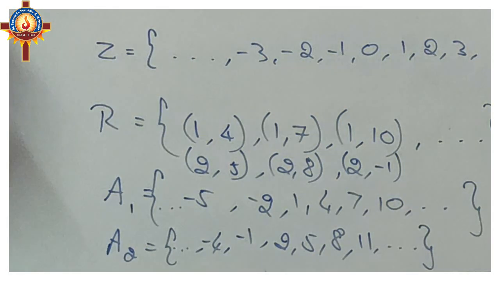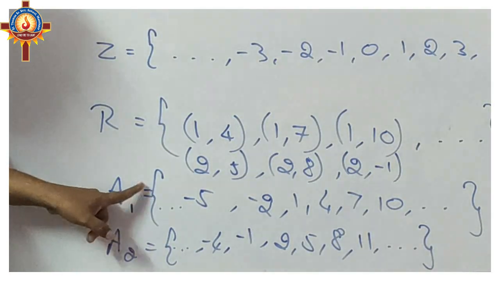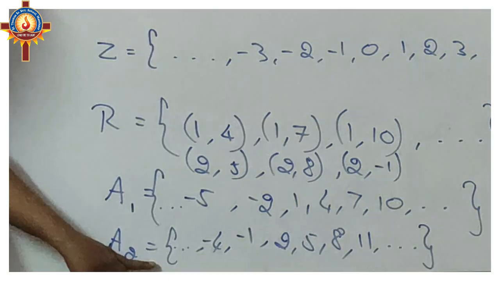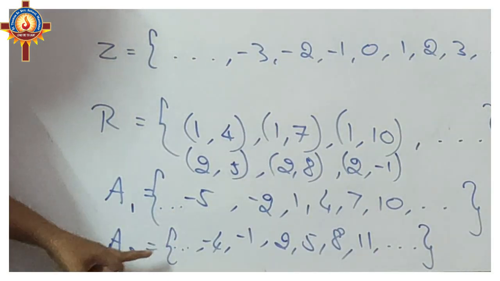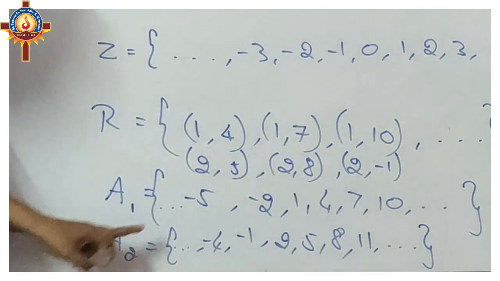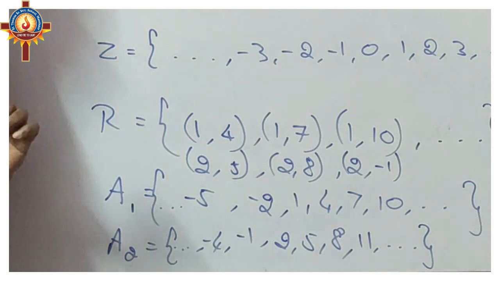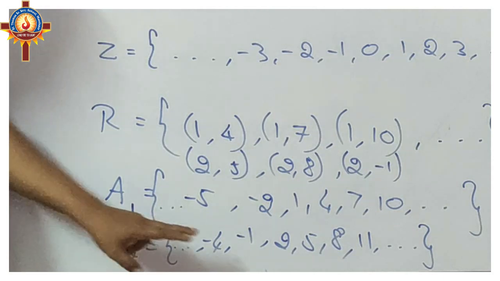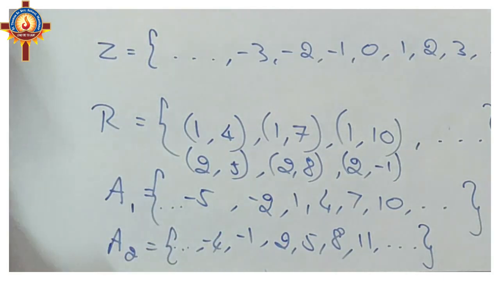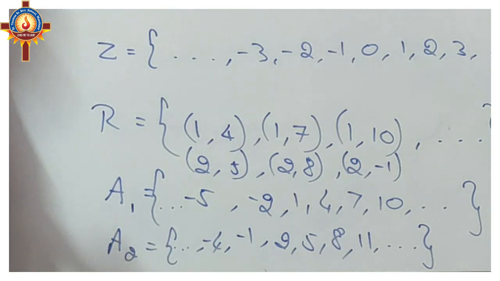In that case, what happens if we take an element from A1 and another element from A2? For example, let's consider minus 5 from A1 and minus 1 from A2. Minus 5 minus minus 1, which is minus 4, not a multiple of 3. What happens if we take minus 1 minus minus 5? It's equal to 4. Once again, not a multiple of 3.